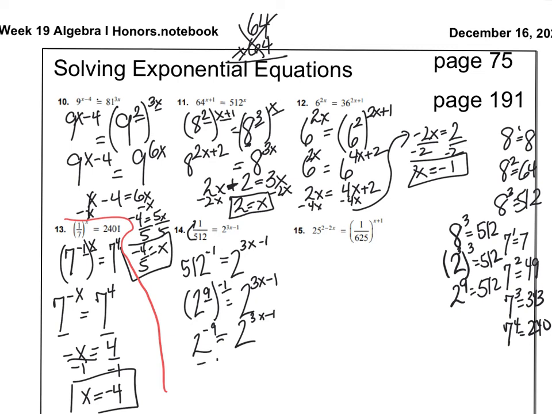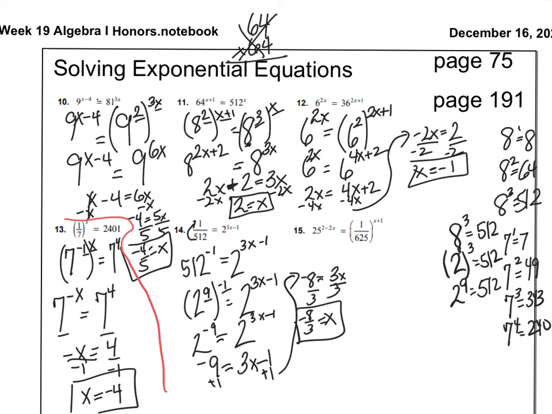Then I'm going to set my exponents equal to each other. I'm going to add 1 to both sides. So I know -8 is going to equal 3x. Divide by 3, x will equal -8 thirds.